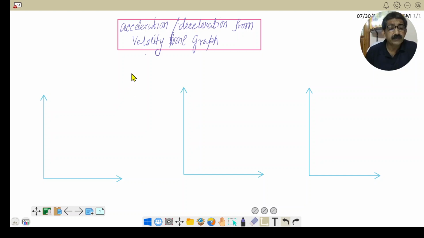Welcome to new class. The topics of discussion: acceleration and deceleration from the velocity-time graph.